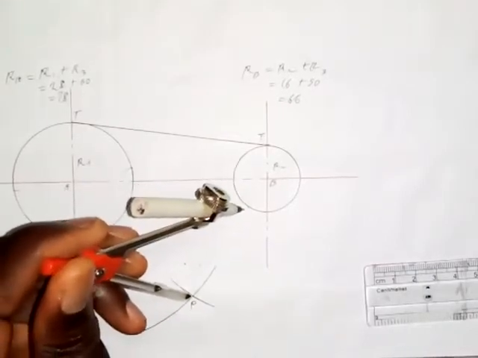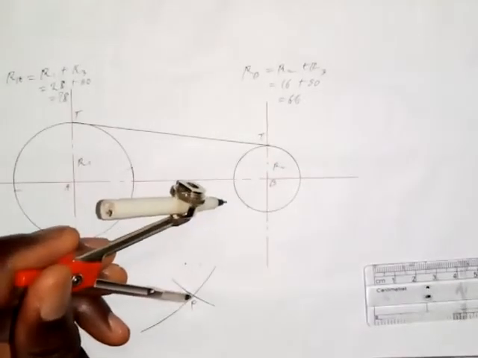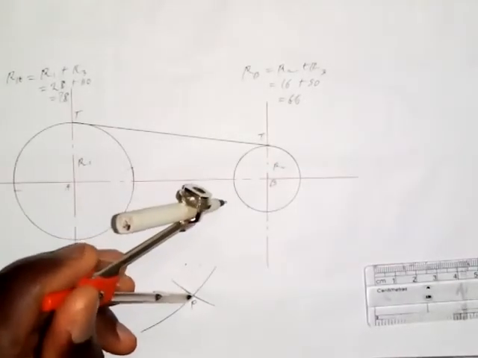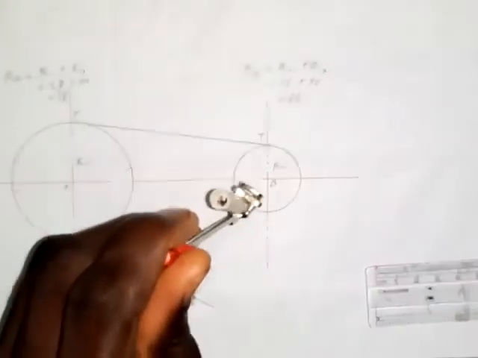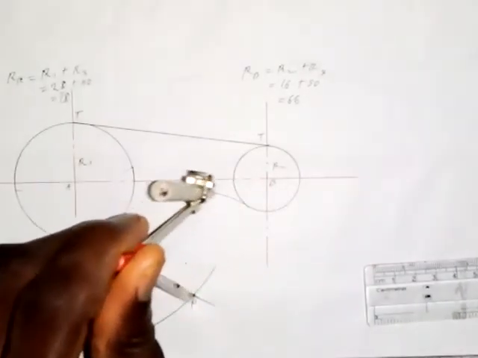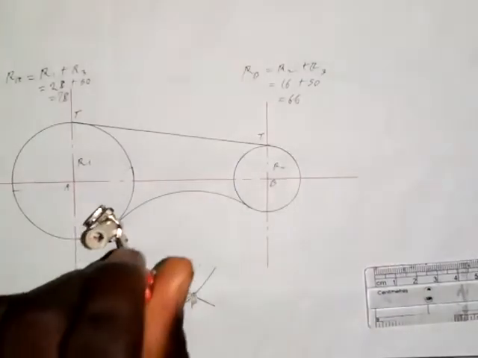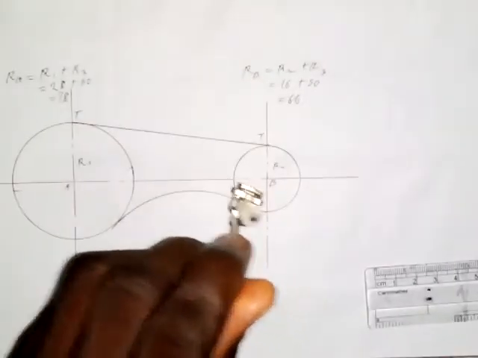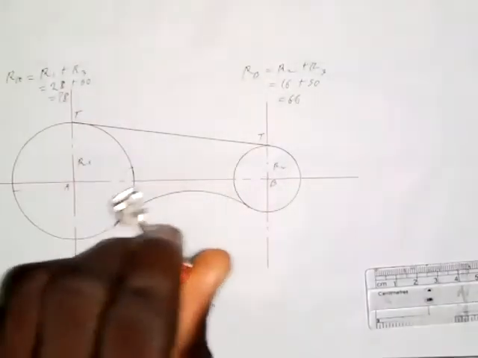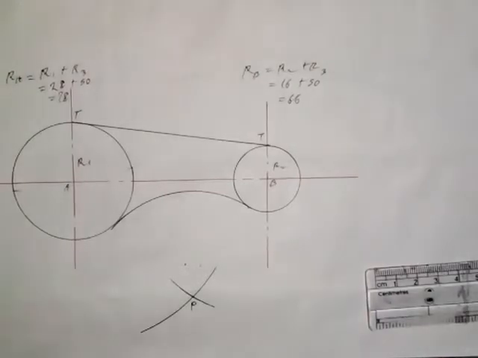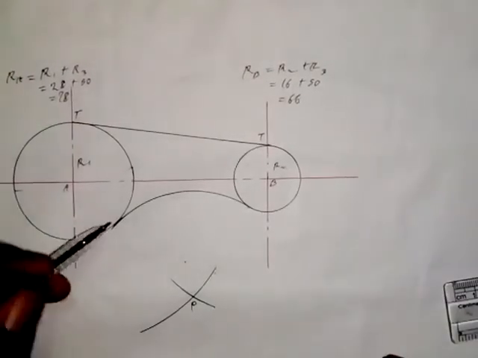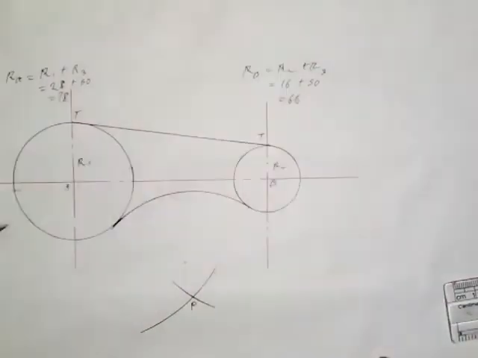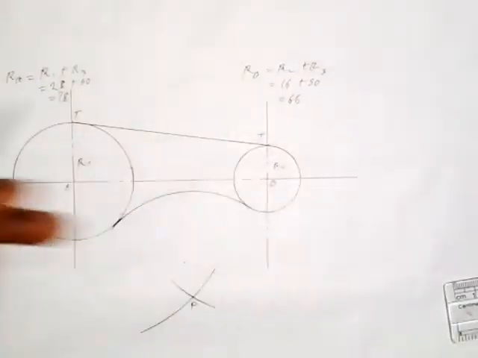So be very careful. Take it easy. Don't rush. Okay. So this is it. Then you draw like this. So draw this. You can see that it has touched it here. So we have drawn the arc and it has touched the two circles.